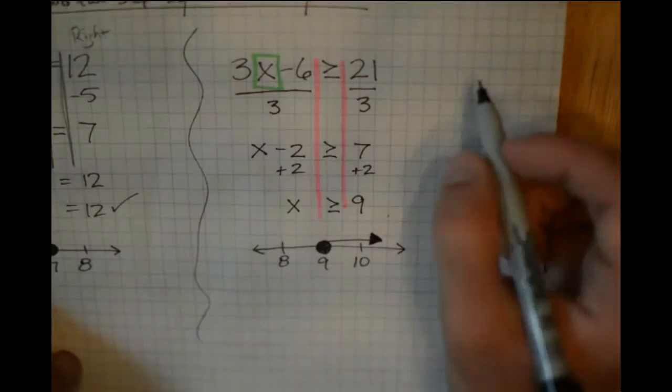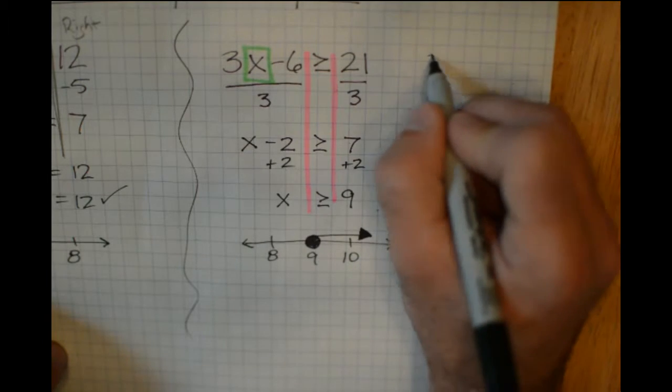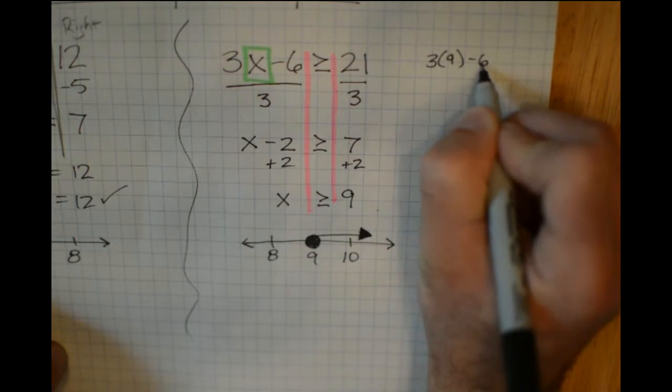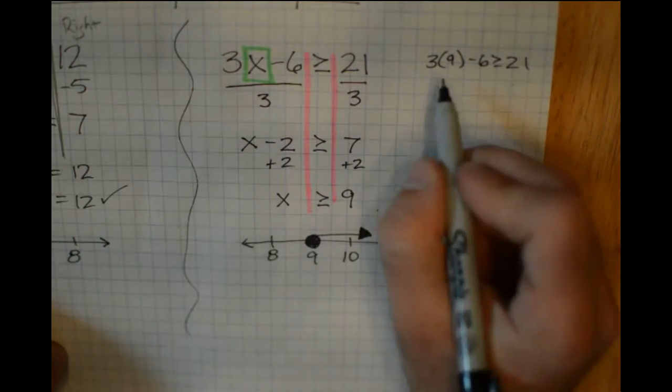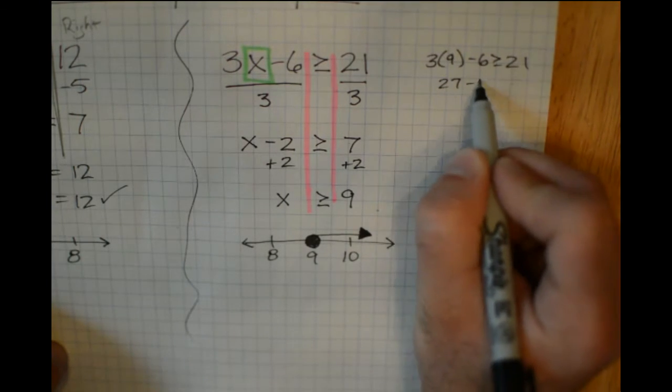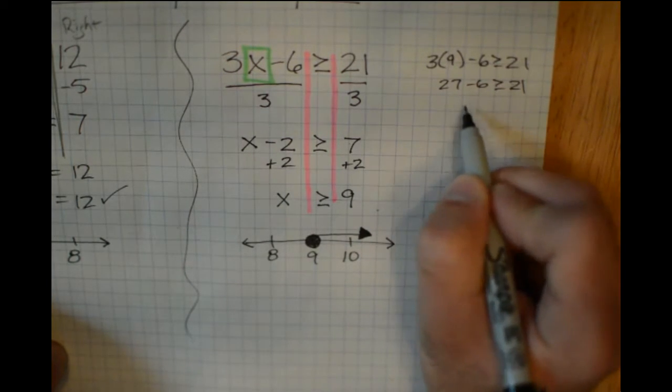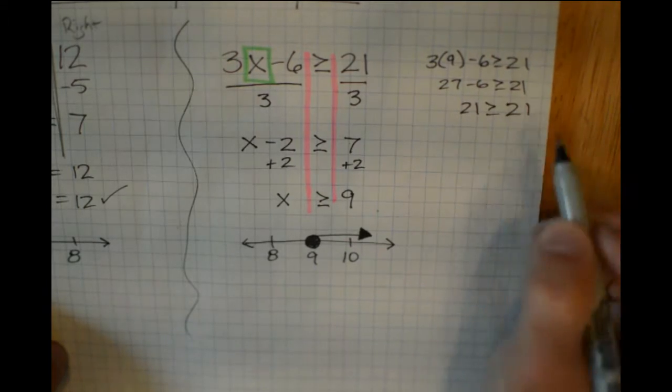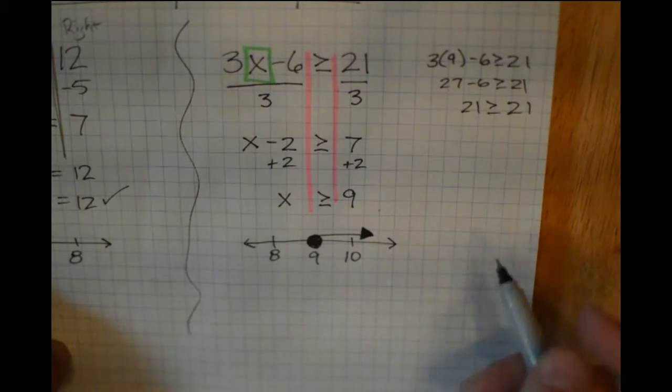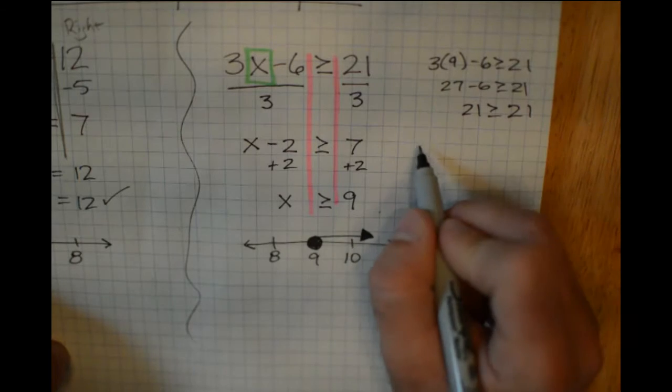Let's go ahead and check it. Let's check 9. So if you take 9 and substitute it in, we should get a true statement. So 3 times 9 is 27. And 27 minus 6 is 21. And 21 is greater than or equal to 21, so it worked. But if you pick a number that's bigger than 9, it should also work.